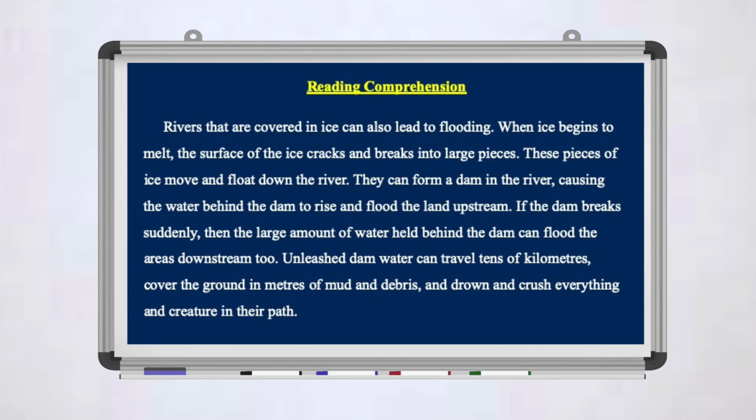upstream. If the dam breaks suddenly, then the large amount of water held behind the dam can flood the areas downstream too. Unleashed dam water can travel tens of kilometers, cover the ground in meters of mud and debris, and drown and crush everything and every creature in their path.